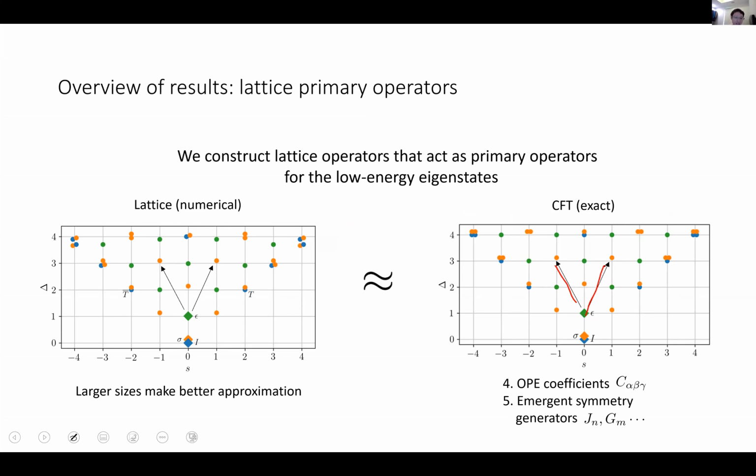It turns out that on the lattice side, we can do the same thing. We can construct lattice operators that act as primary operators in the low-energy eigenstates. For example, on the left-hand side, we can construct lattice operators that have the same arrows, which give the same amplitude as the right-hand side. And of course, we should still remember that large sizes make better approximations. From this procedure, we are able to extract even more conformal data that I think is unprecedented: we can compute all the OPE coefficients and also see if there is any emergent symmetry, for example the Kac-Moody symmetry of super Virasoro, which is what this J and G mean. But if you don't know it, that's fine.